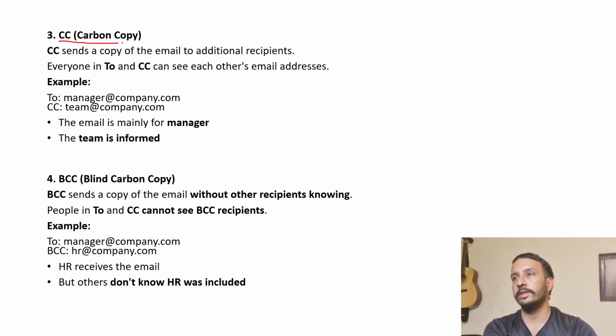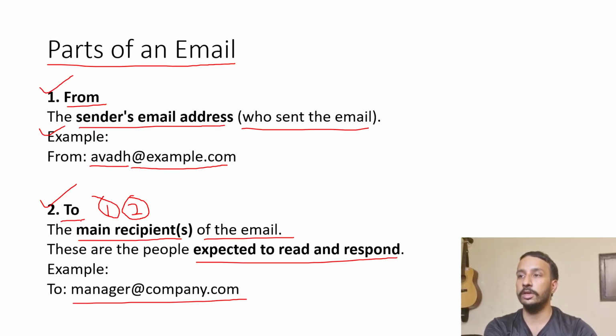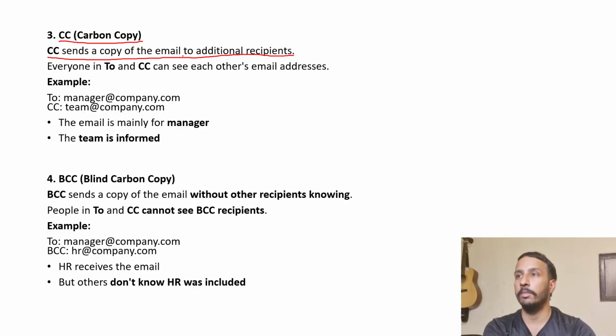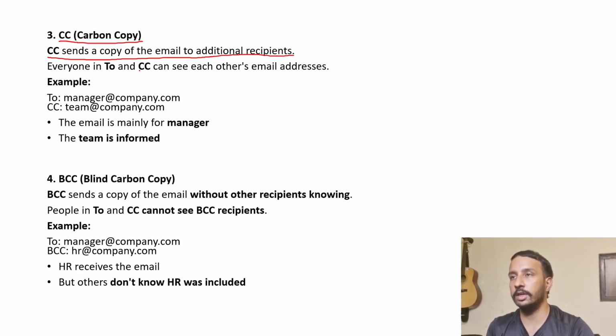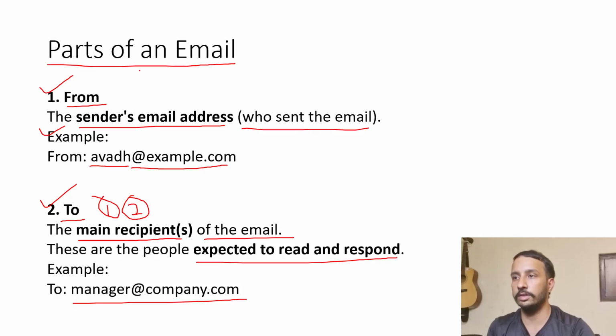Now, what is CC? CC stands for carbon copy. CC sends a copy of the email to the additional recipient. The To recipient will receive the email, but the additional recipient will also receive a carbon copy of this mail. Now, what's the difference? I mean, both To and CC are receiving this email, although it is a carbon copy, we are saying, but it is the exact email.